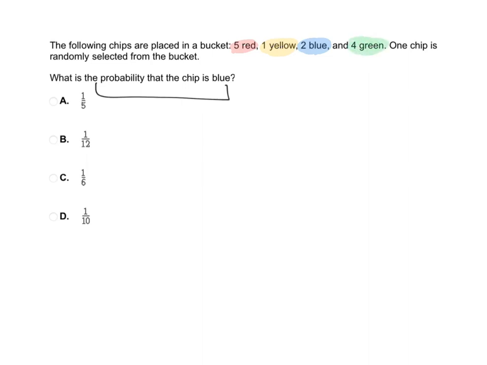It does not tell me the total, but I can find the total. The total number of chips is going to be the 5 red, the 1 yellow, the 2 blue, and the 4 green. Again, use your calculator or mental math. 5 plus 1 is 6, plus 4 is 10, plus 2 is 12. So my total is going to be 12 chips.